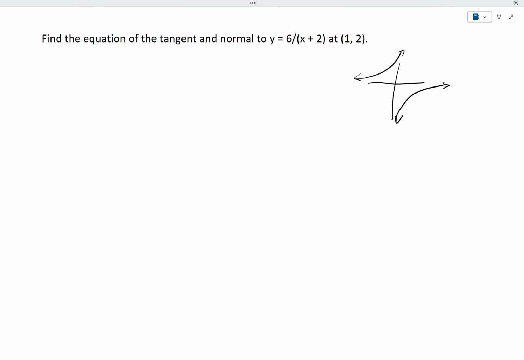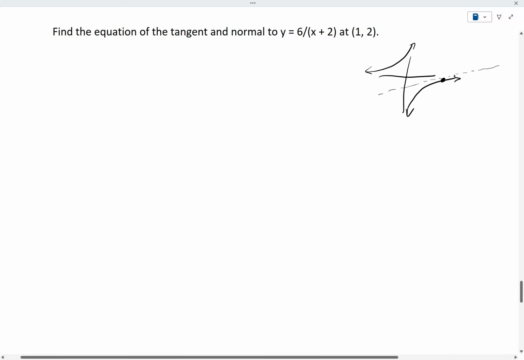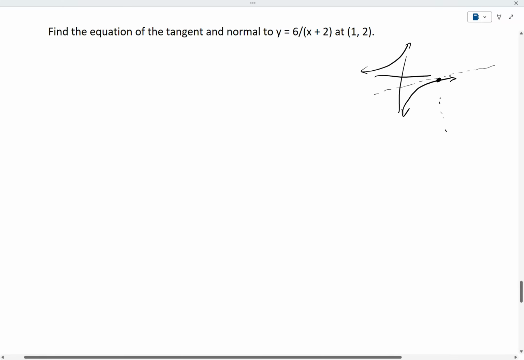And we're looking for the tangent and the normal to the curve at (1, 2). So let's just say this is (1, 2), somewhere out here. We're going to be looking for the equation of the tangent at that point, and also for the normal at that point. Now the normal is just perpendicular to the tangent. So the normal will be something like that. We're looking for those two equations, and we'll start with the tangent because that's a little bit easier.